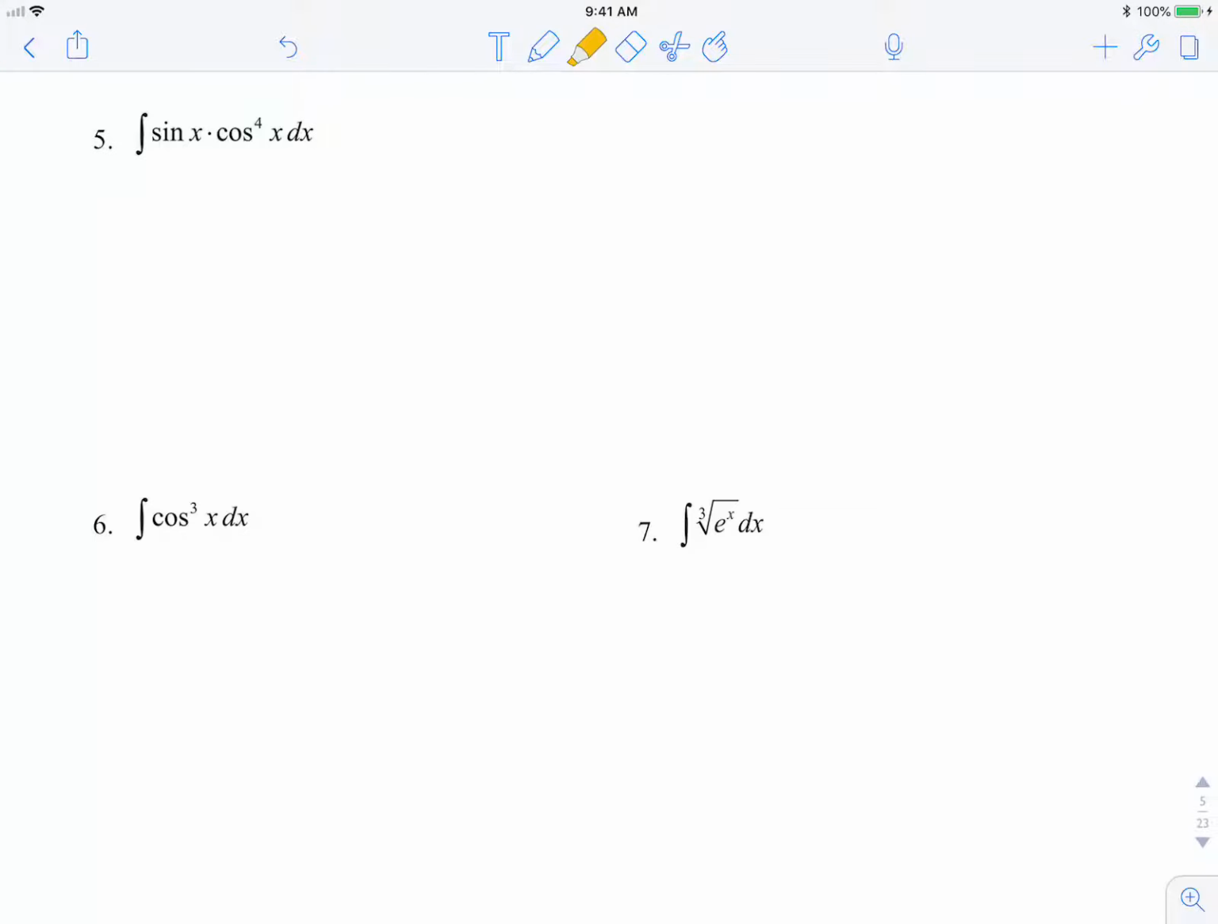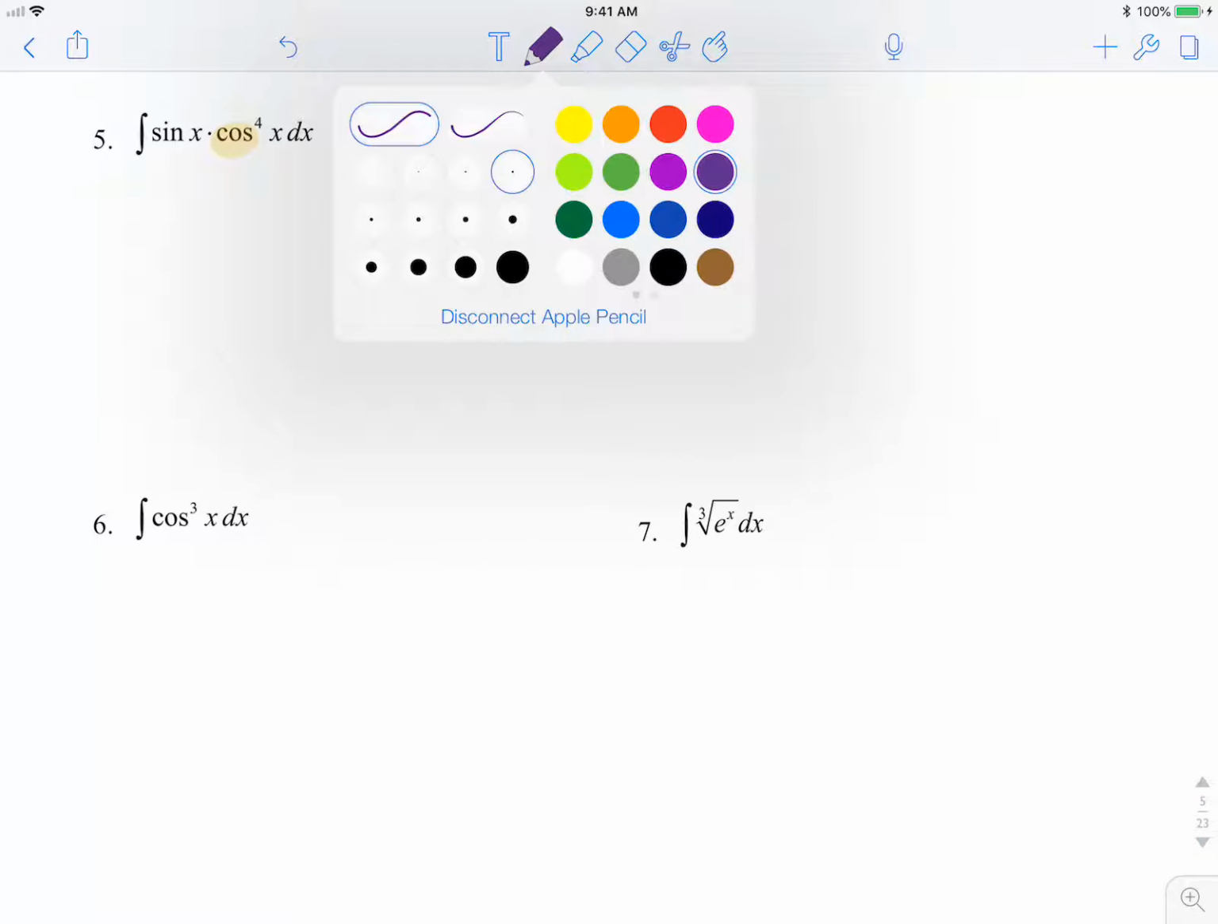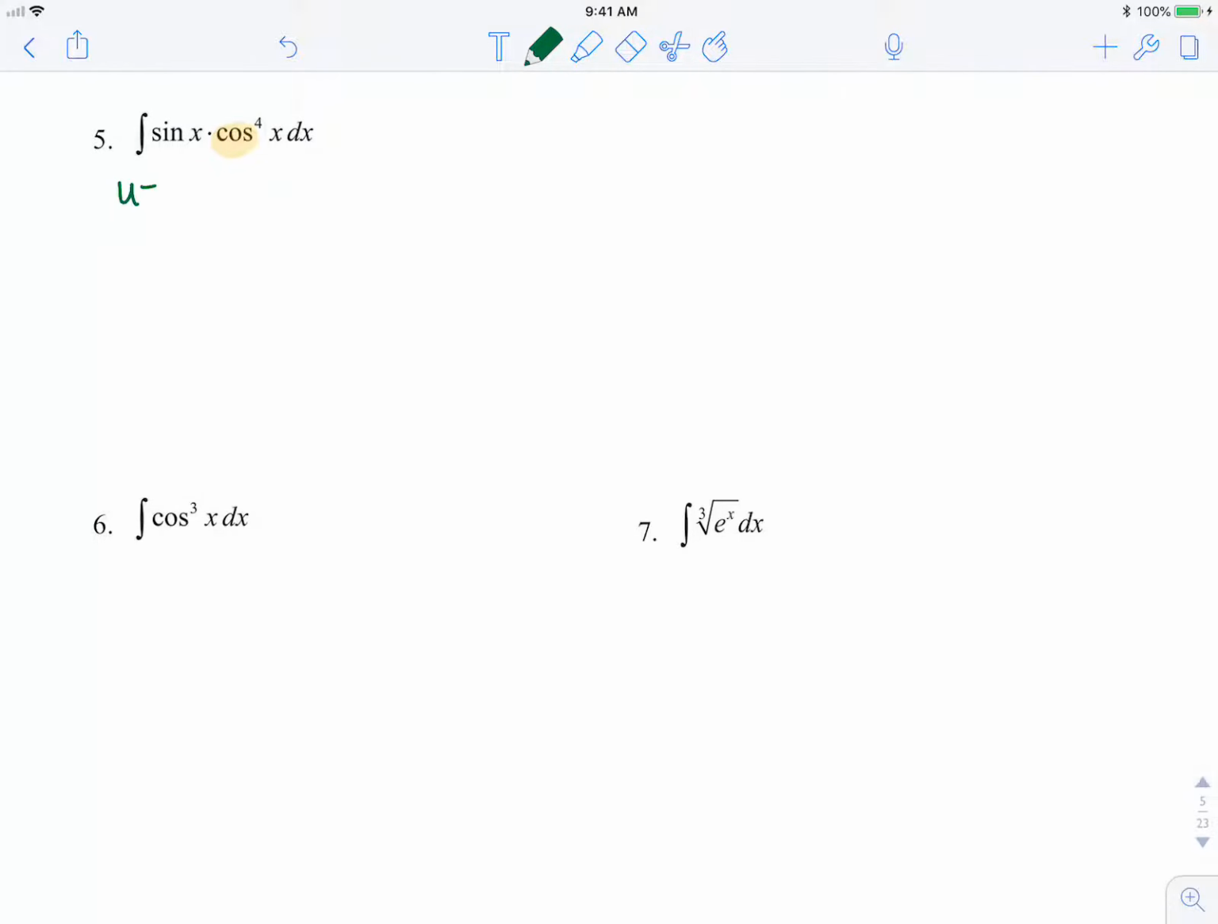Okay, let's get into some trig integrals now. So here we see some functions, possibly a composition, but here I see cosine is being raised to the fourth power. So for me, I'm going to start by saying u equals cosine x. Then du is negative sine x dx.